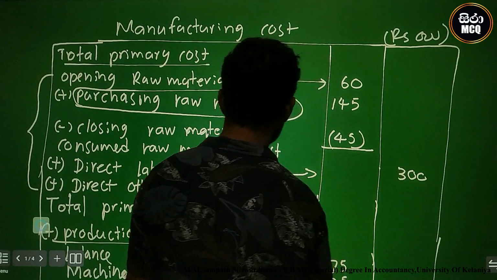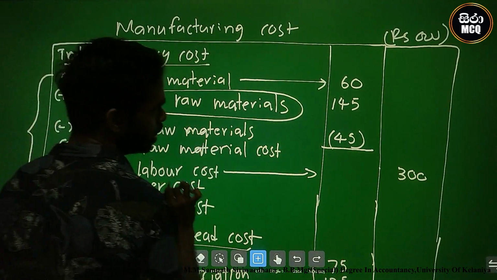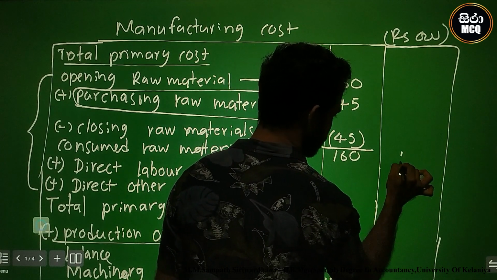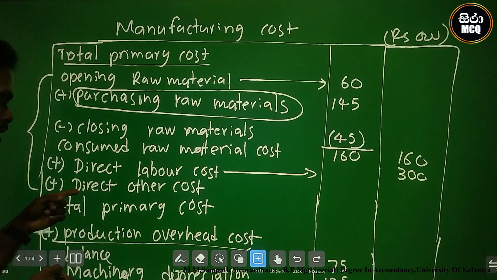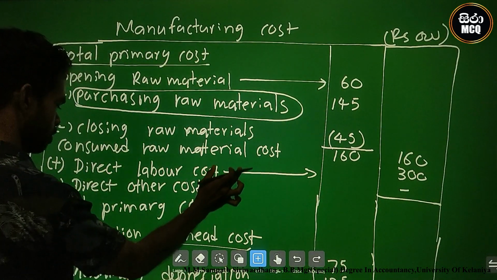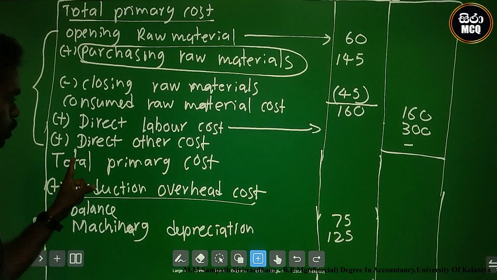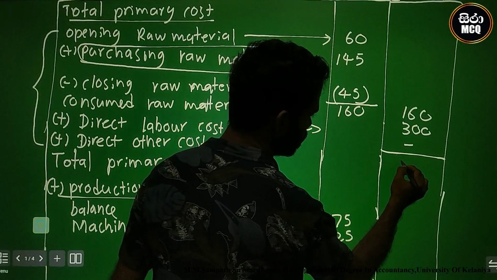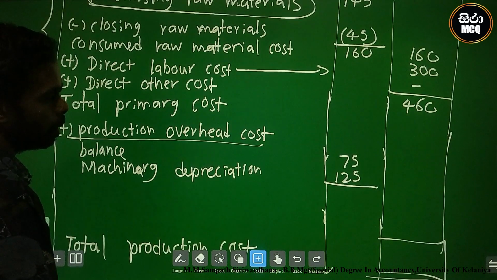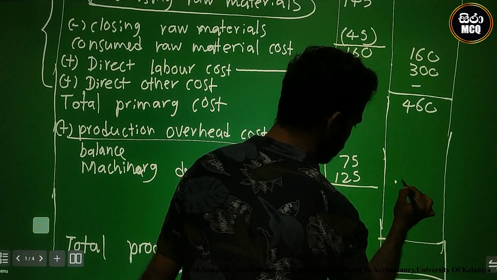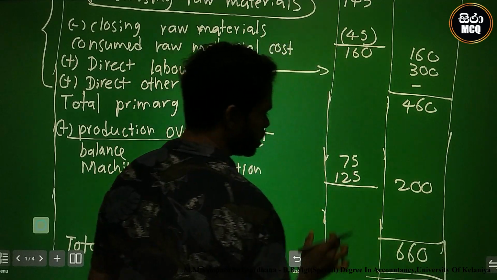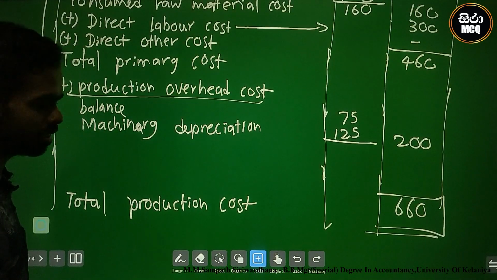Look here. The consumed raw material cost 45, 100, 160. 160 is there. Direct other cost is not there. Finally, we can find the total primary cost. Primary cost is 460. There is overhead cost there. Overhead cost is 200 plus this 660. 660 is total production cost.